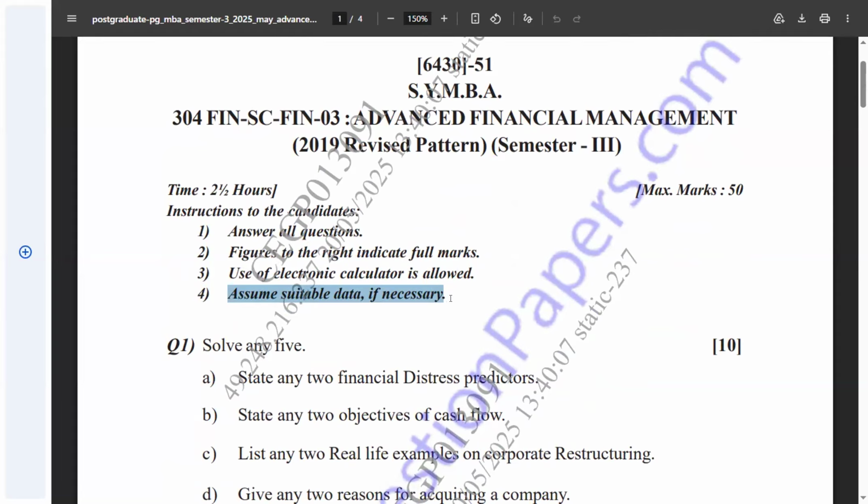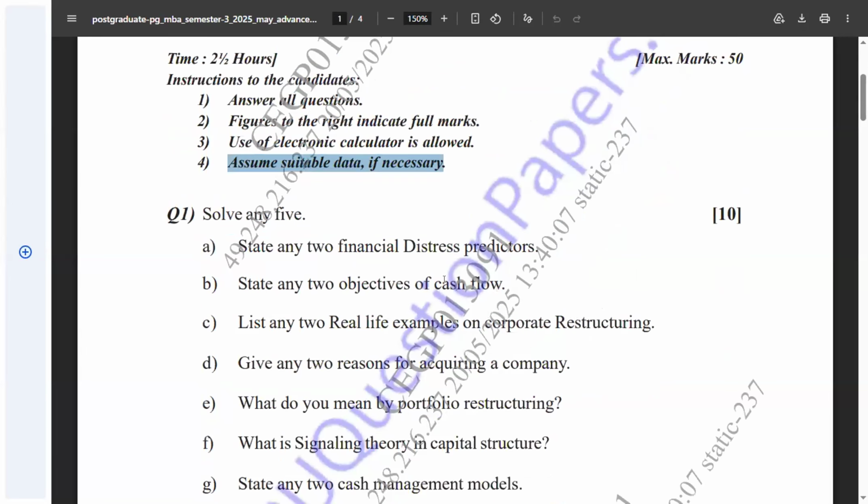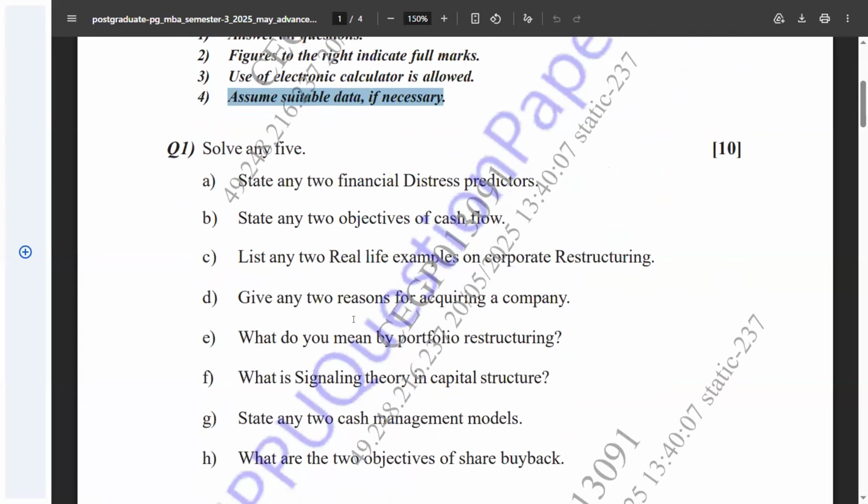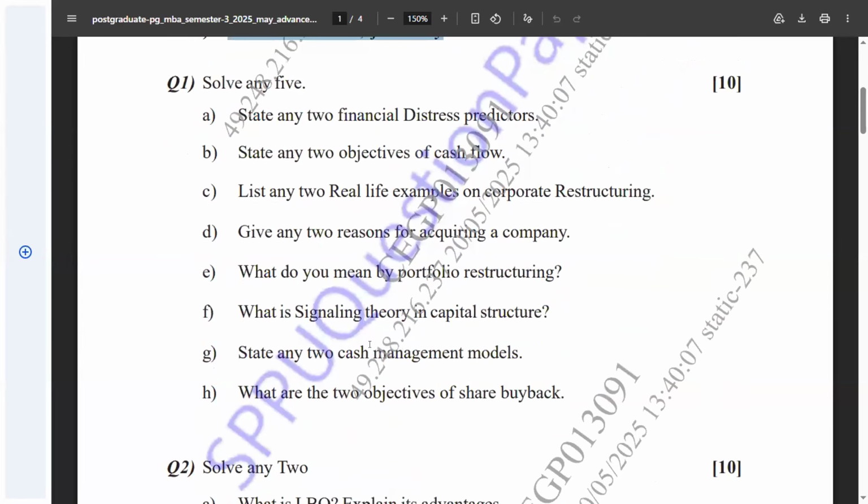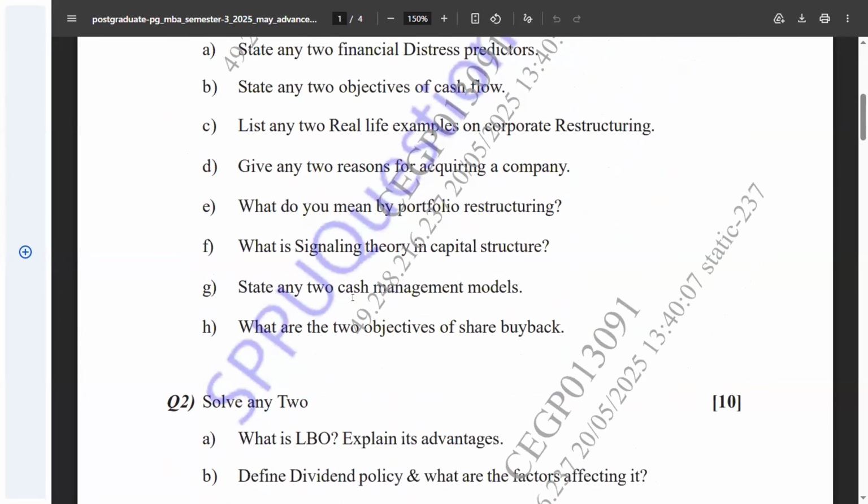Now, as I said, the first question is: state any two financial distress predecessors. It is unit 1. Two objective cash flow, unit 1. Real life example of corporate restructuring, unit 1. Acquiring the company, unit 1. Portfolio restructuring, unit 1. Signaling theory of capital structure, unit 2. Objective buyback, unit 2. So if you see, they are asking from unit 1 or 2 in question number 1.